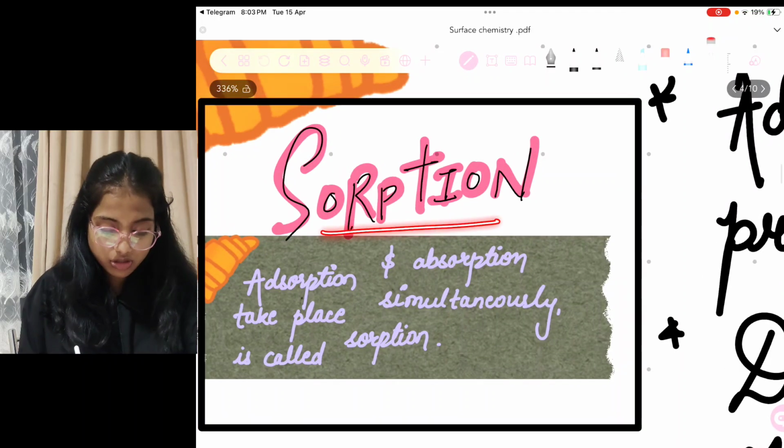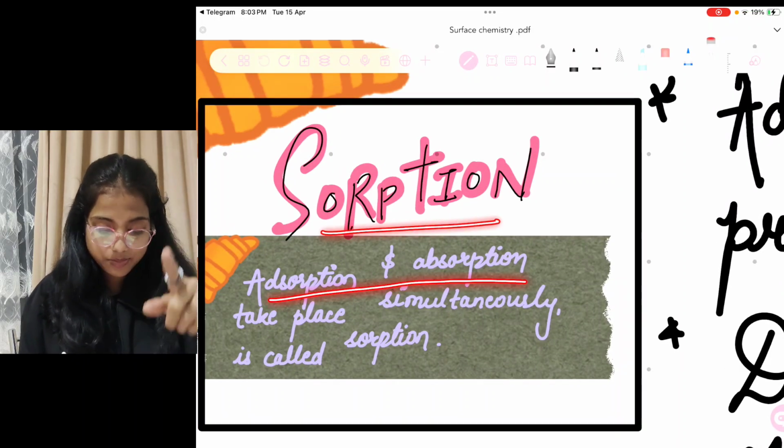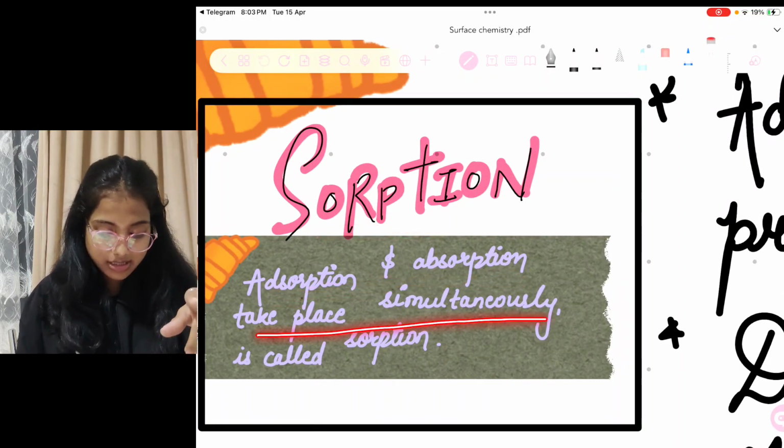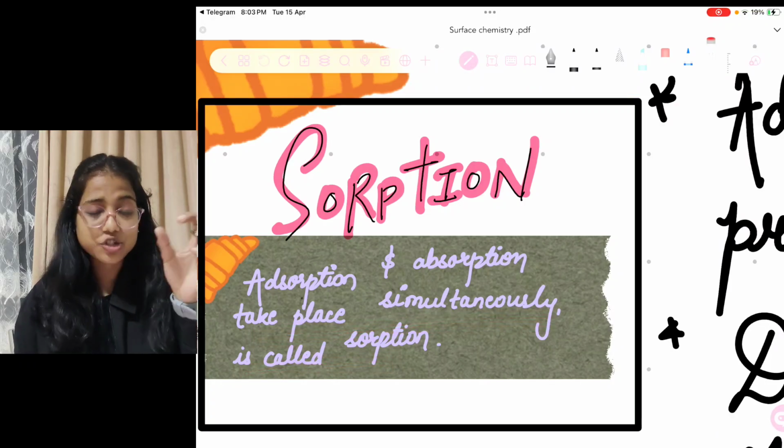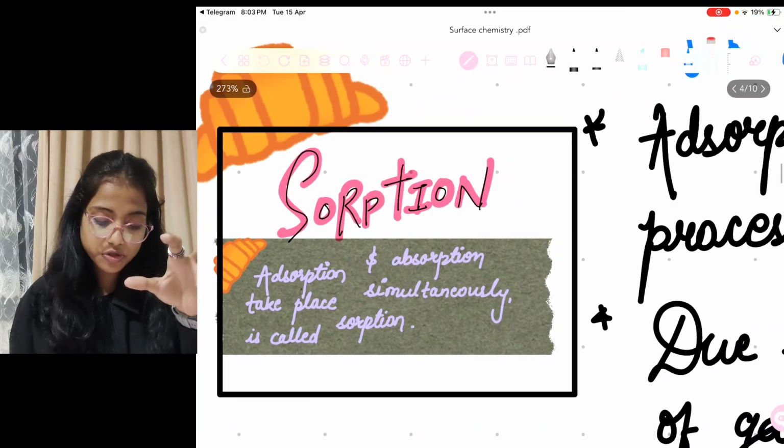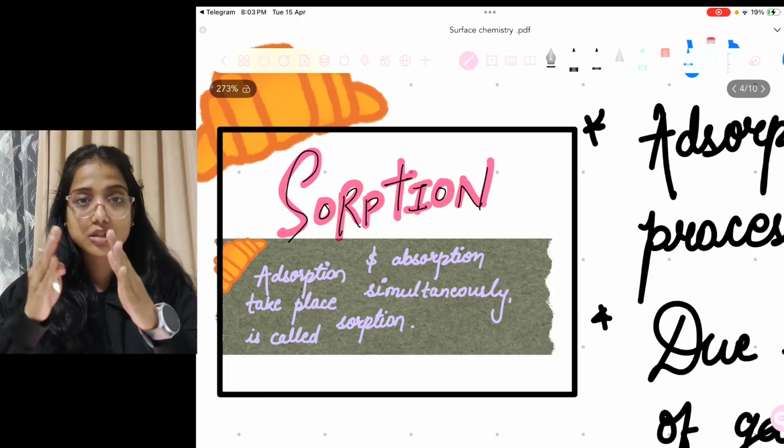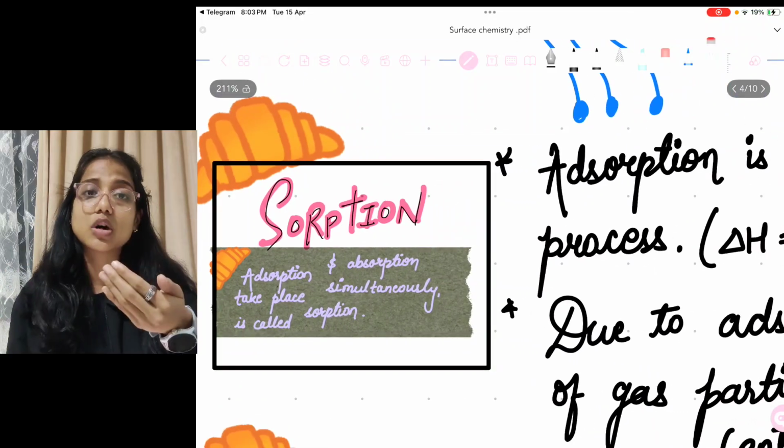Now what is sorption? When adsorption and absorption take place simultaneously, it is called sorption.